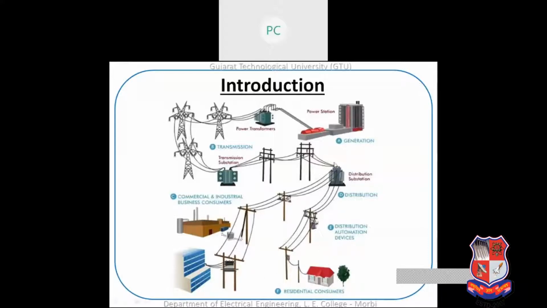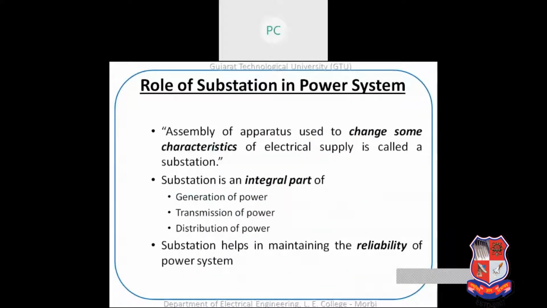Now, in order to complete the entire process of the power system, we require these stations at different points, like here that is power transformer, here that is transmission substation, distribution substation, which means that starting from the generation to the utilization to the load, we require different places where we can change the electrical parameters of the system, and this is nothing but substation. So by definition, if we go, what is a substation?